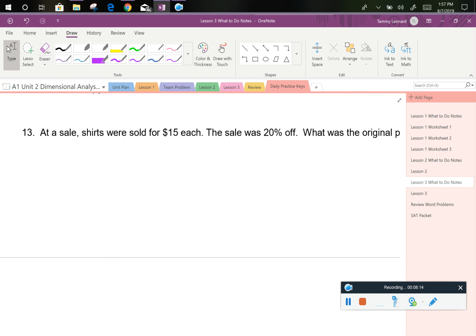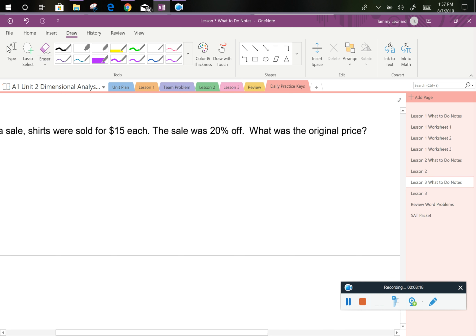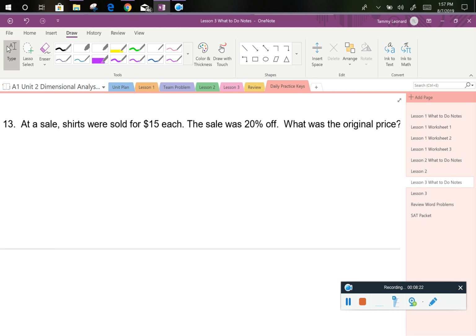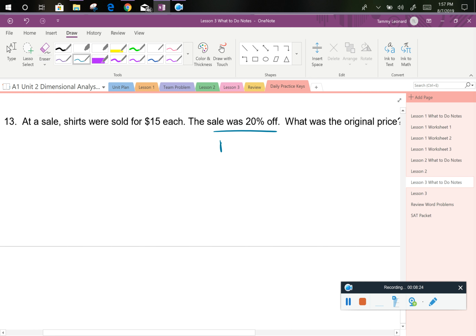At a sale, shirts were sold for $15 each. The sale was 20% off. What was the original price? Okay, we have to realize that if the sale was 20% off, that means we paid 80% of the original price. So if $15 is the part and we don't know the whole, the original price, that has to be equal to 80 over 100.